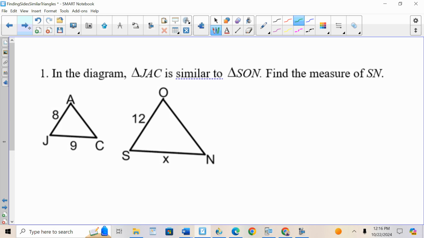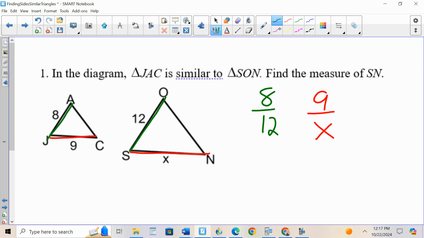In the diagram, triangle Jack is similar to triangle Sun. Find the measure of SN. Well, I know that the corresponding sides of similar triangles are in proportion. So I want to put the corresponding sides on top of each other. So 8 and 12 correspond, so I put those on top of each other. And 9 and X correspond, so I put those on top of each other. I put an equals in between them. That's how I set up my proportion.